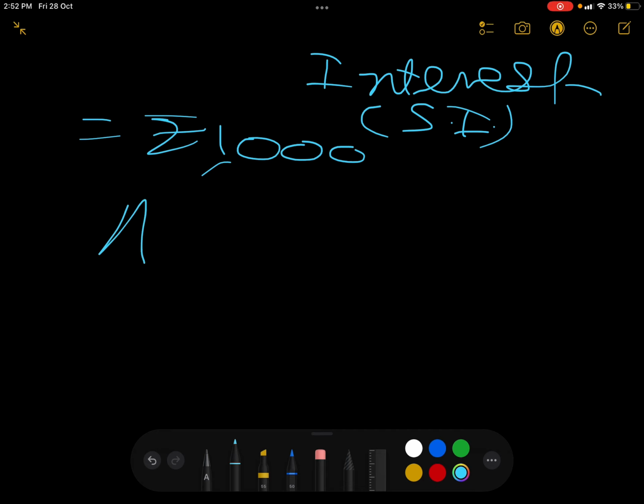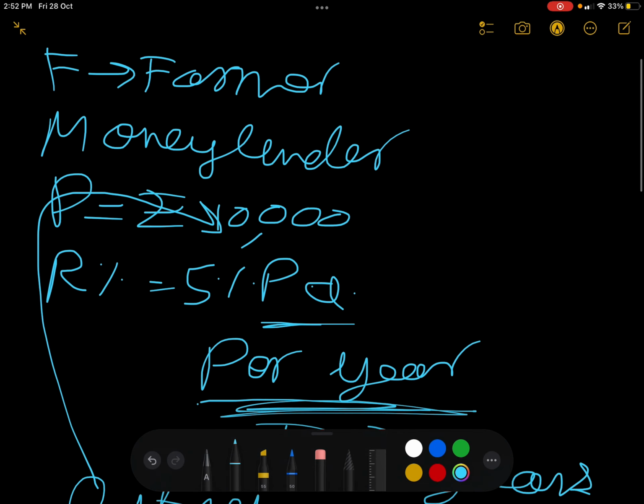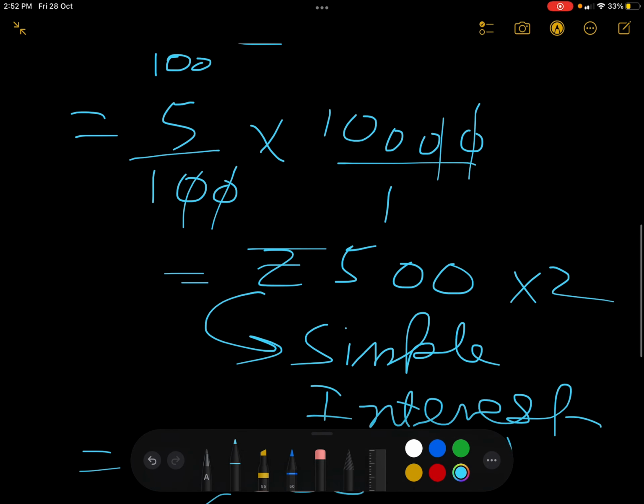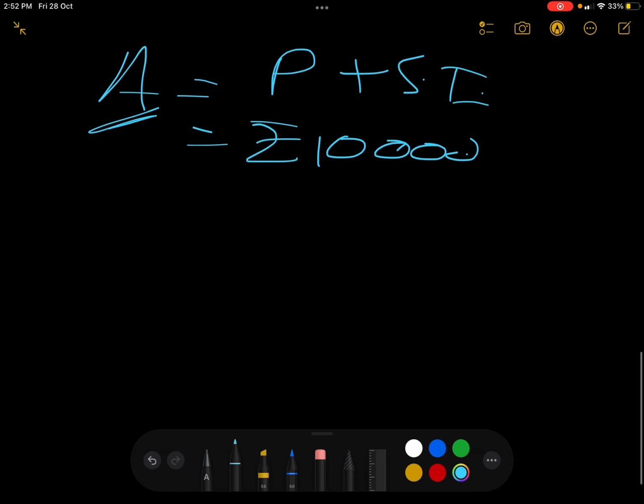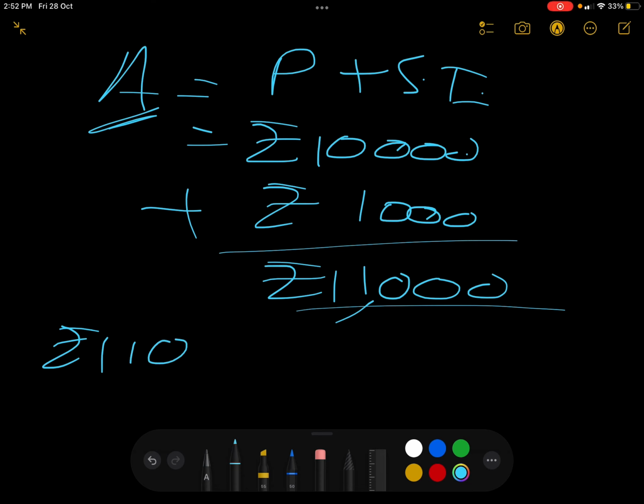So what will be the money that the money lender will receive back from the farmer? That will be the amount, which is equal to the principal plus simple interest. What was our principal? It was rupees 10,000. And what is our simple interest? That is the money that is extra, rupees 1,000. So sum it up. It becomes rupees 11,000. So 11,000 rupees is the amount that the farmer will pay back to the money lender after 2 years, in this case.